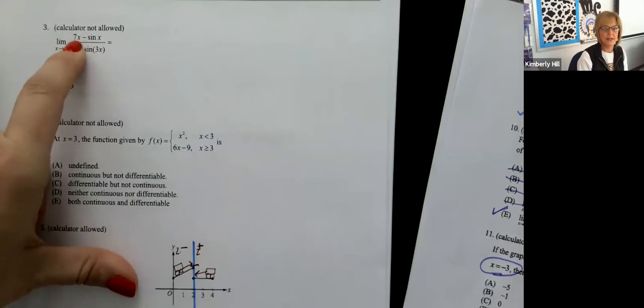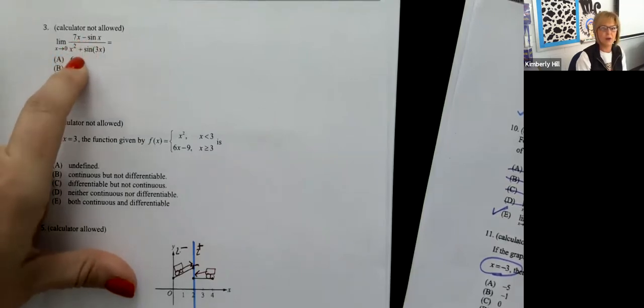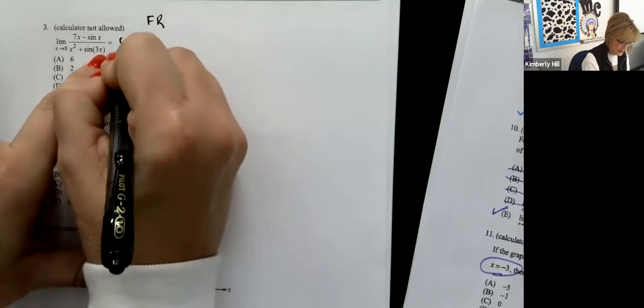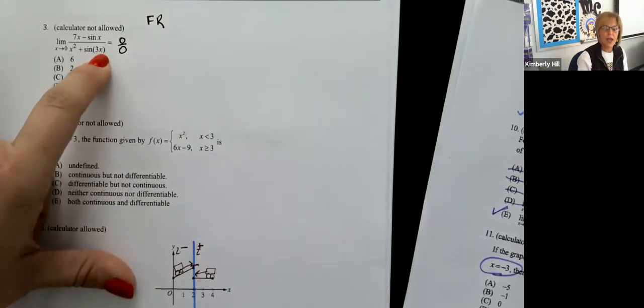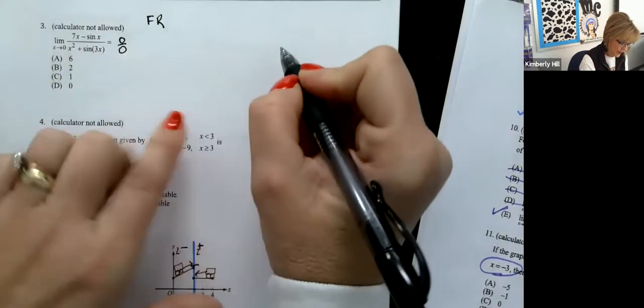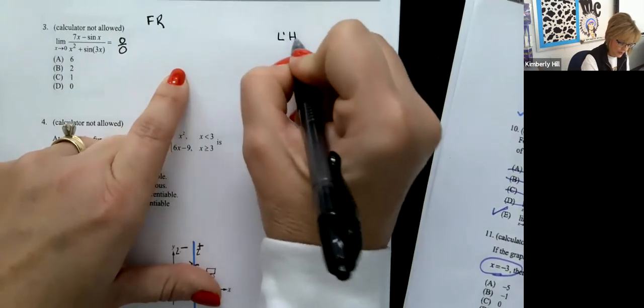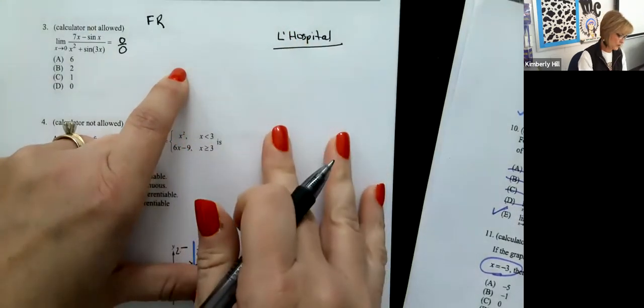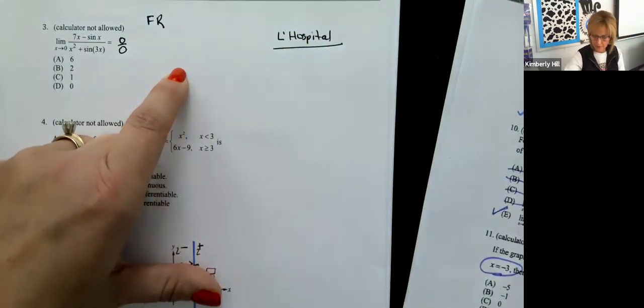Now, if I look at this and the first thing I do is sub in and say, oh, that's 0 minus 0, 0 plus 0, that's going to be 0 over 0. If all I do on a free response is say 0 over 0 and then jump straight into L'Hopital, I lose my point. So I can't do that.